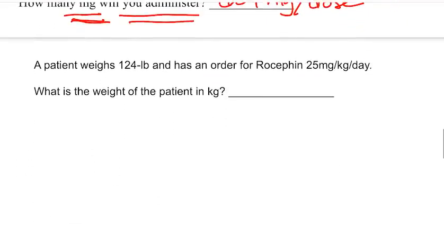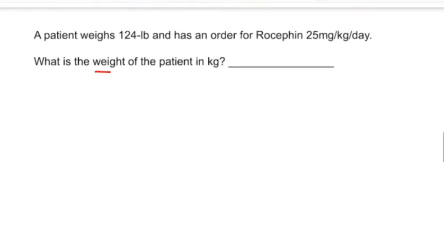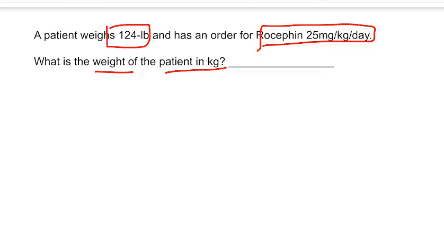Okay, moving along. Weight of the patient in kilos. Again, don't need to calculate all this out. All I care about is 124 divided by 2.2 equals, what have I got here?